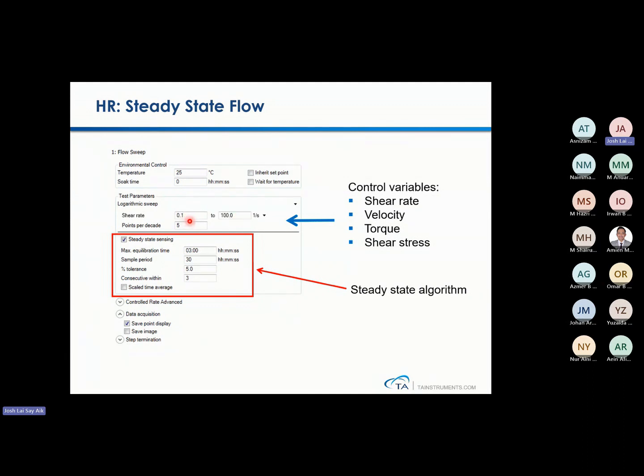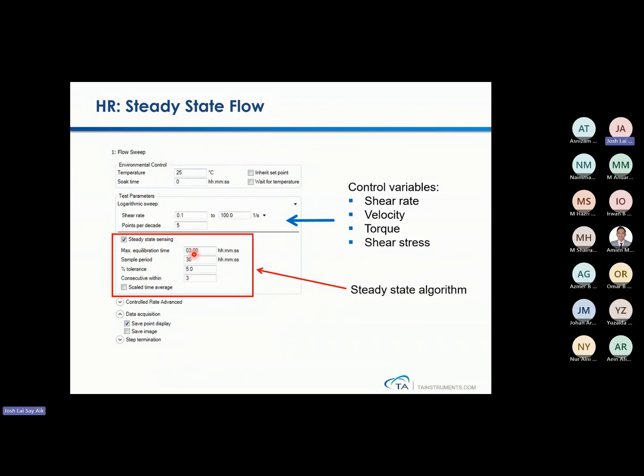For every single point, if you check this steady state sensing right here, you can always have a maximum equilibration time. This is the maximum time for them to collect a single data point. But of course, at certain shear rates, maybe your sample reaches equilibrium or steady state before 3 minutes. They will still collect the data before 3 minutes.